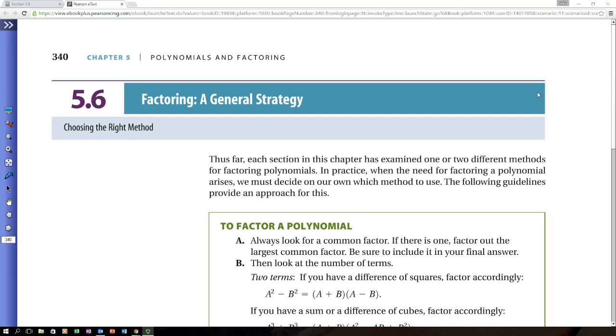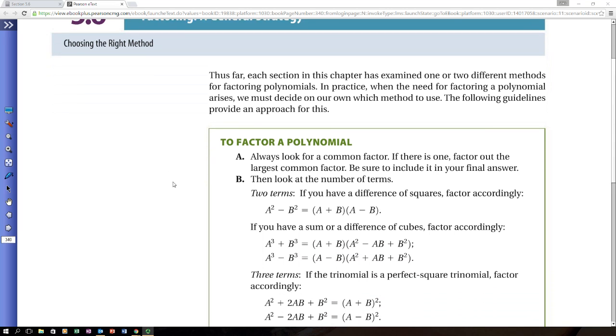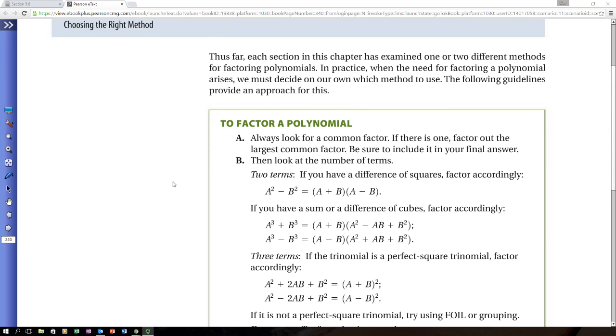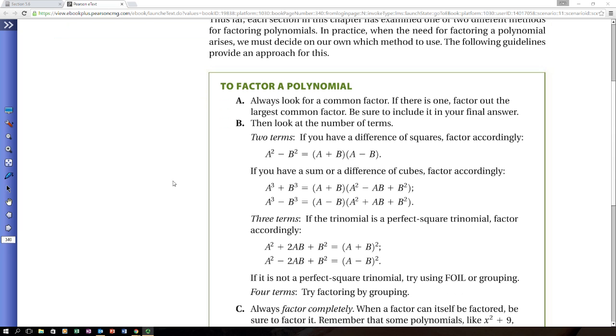A very big value of these memorized patterns is to use them in factoring, because factoring is probably the more difficult part of working with polynomials. So they're going to give us some strategies. When we put all these different methods together, we want to take them on in a specific order that they're going to describe here, which is always look for a common factor first.